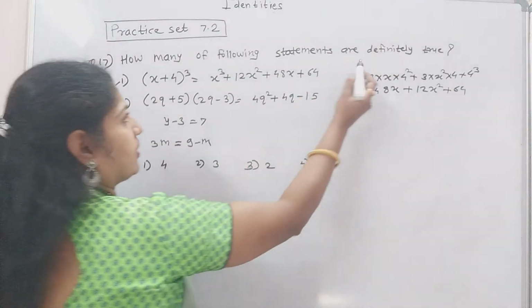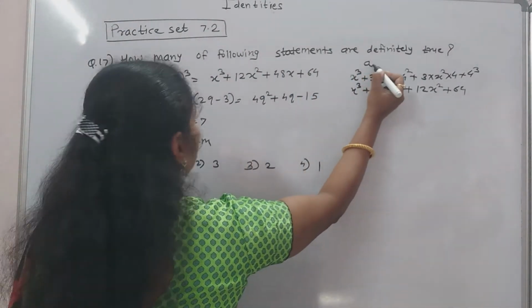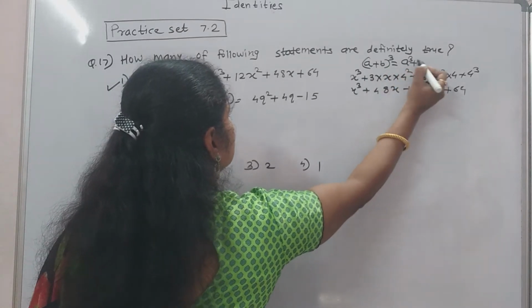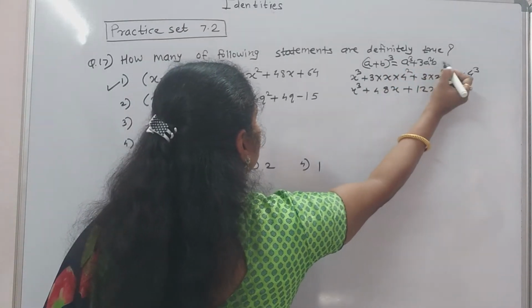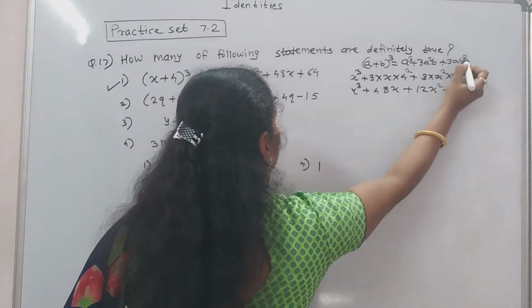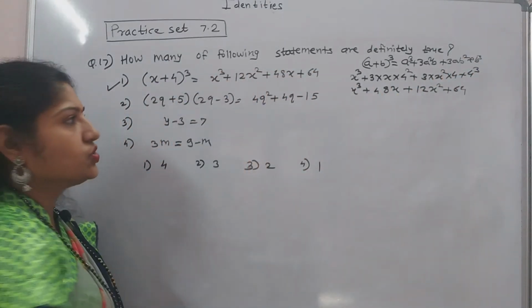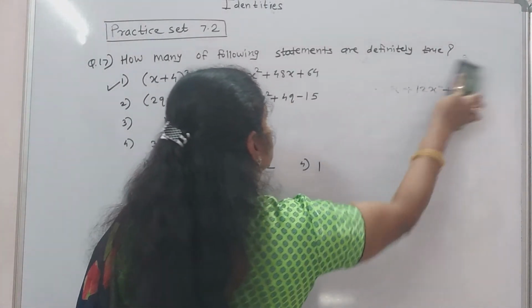Use the formula. What is that formula? (a plus b) cube equals a cube plus 3a square b plus 3ab square plus b cube. Use the formula, our answer is this one. So this is the correct statement.